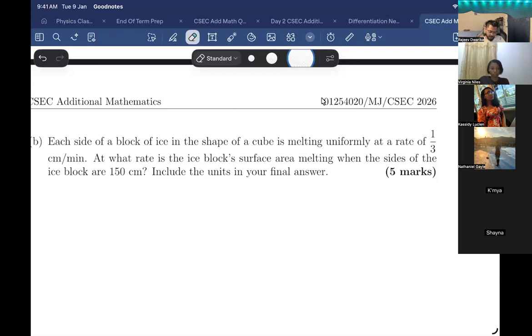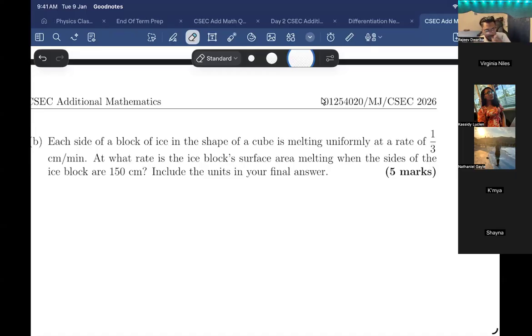Okay. Each side of a block of ice in the shape of a cube is melting uniformly at a rate of a third centimeters per minute. At what rate is the ice block's surface area melting when the sides of the ice block are 150 centimeters? Include the units in your final answer.